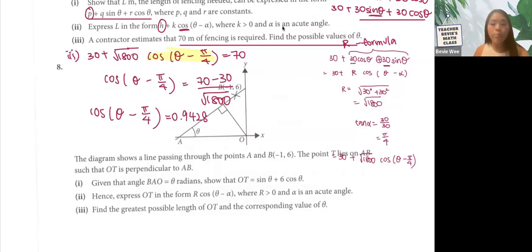Then I want to find the possible values of theta. What should I do from here? Coming to solving questions. Step number 1, find what? Ashlyn, find what? Whenever I see solving question, find what?